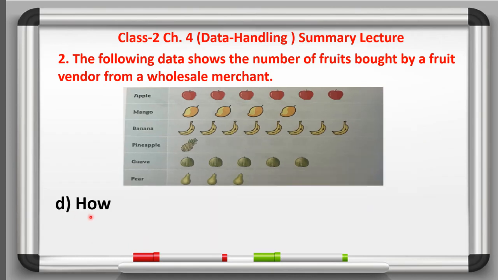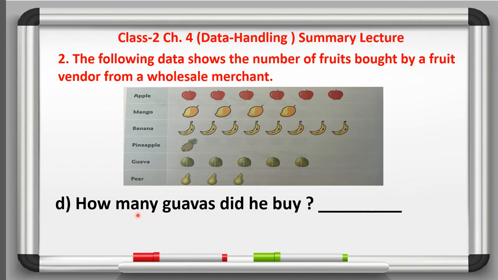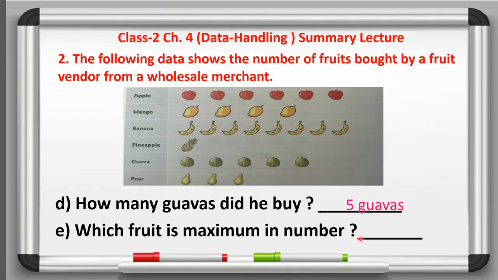In D part, it is given how many guavas did he buy. So here we have to write down the number of guavas. So let's count 1, 2, 3, 4, 5. So there are 5 guavas. So here we will write 5 guavas. Now in E part. Which fruit is maximum in number. ऐसा कौन सा फ्रूट है जो मैक्सिमम नंबर में है. तो जो सबसे ज्यादा दिखाई दे रहा है वही मैक्सिमम नंबर में है. And that is banana. So here we will write the name of fruit banana.